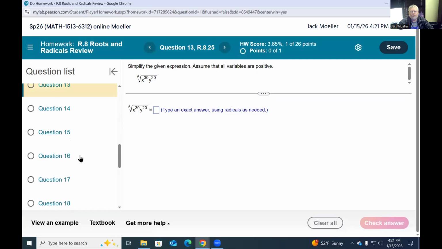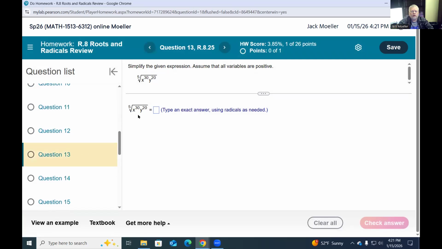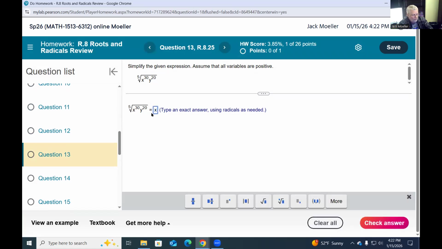Let's see one thing. Like here, this is the 5th root of x to the 30th, y to the 20th. This is where I talked about how you could do the grouping method, but you're going to have to write out 30 x's and 20 y's and then look for groups of 5. Or if you use the division method, 30 divided by 5 is 6 with no remainder, so you're going to have an x to the 6th on the outside. And then 20 divided by 5 is 4 with no remainder, so you're going to have x to the 6th, y to the 4th. This is where I want you to try that division method for problems specifically like that.